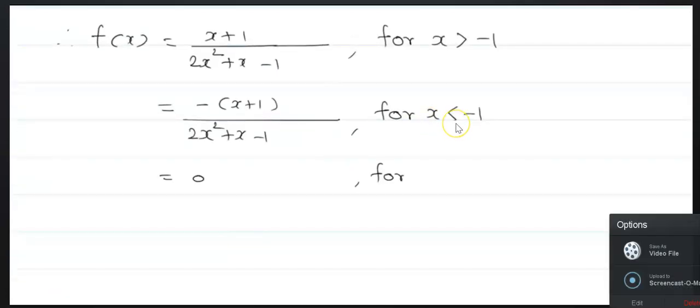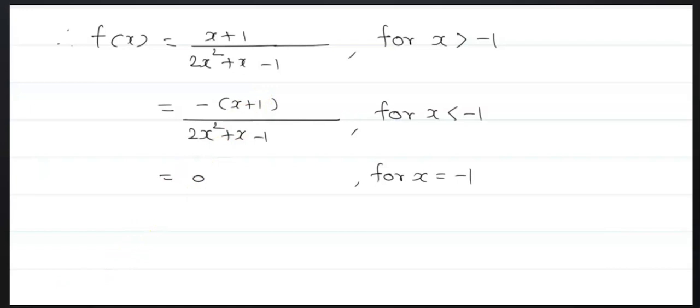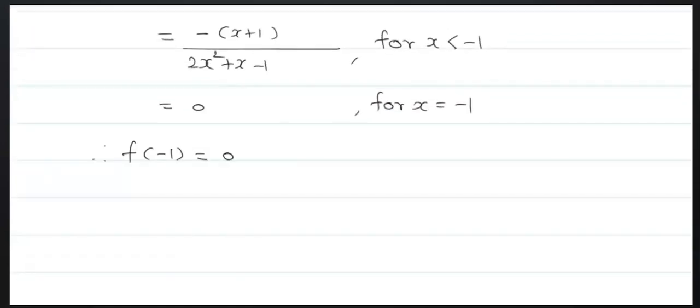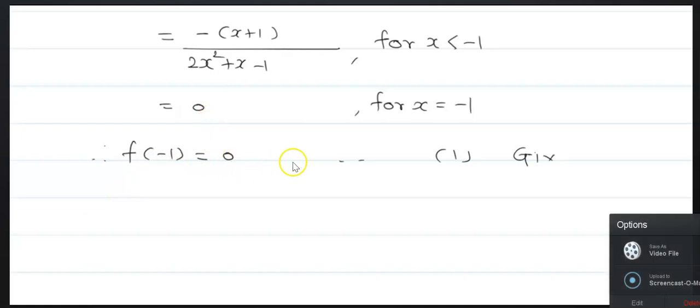For x less than minus 1, it has a minus sign, and equals 0 for x equals minus 1. f of minus 1 is equal to 0. This is the one.